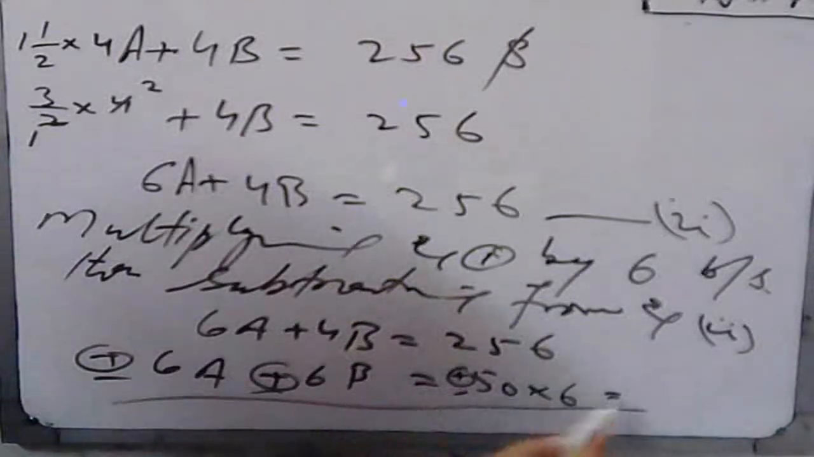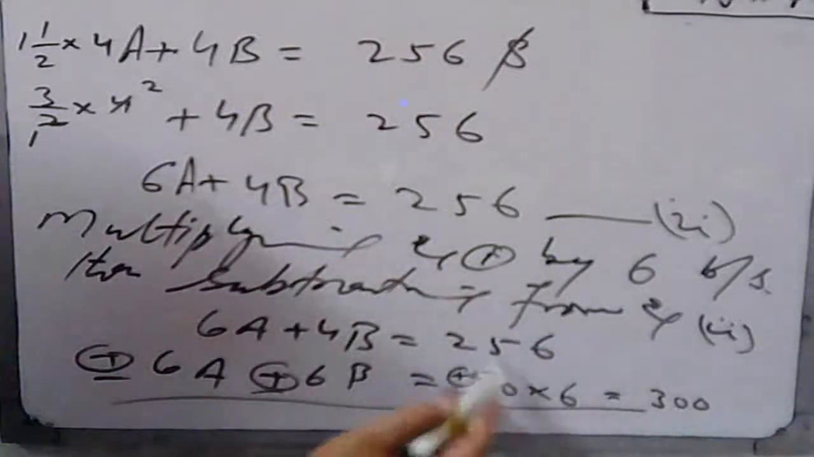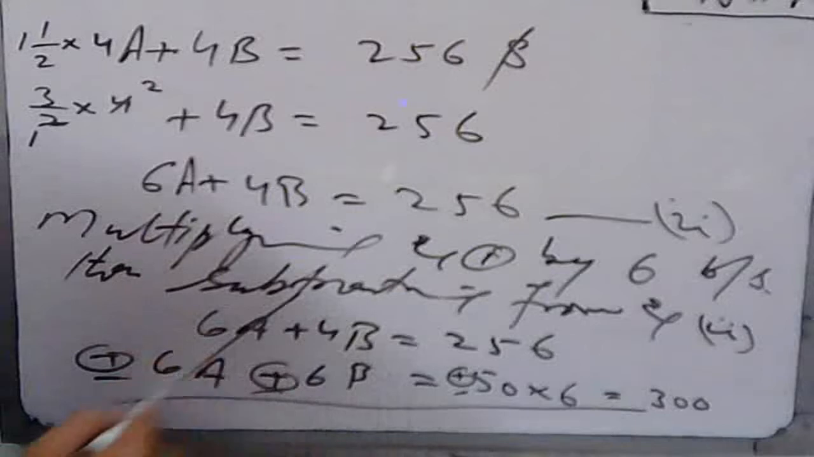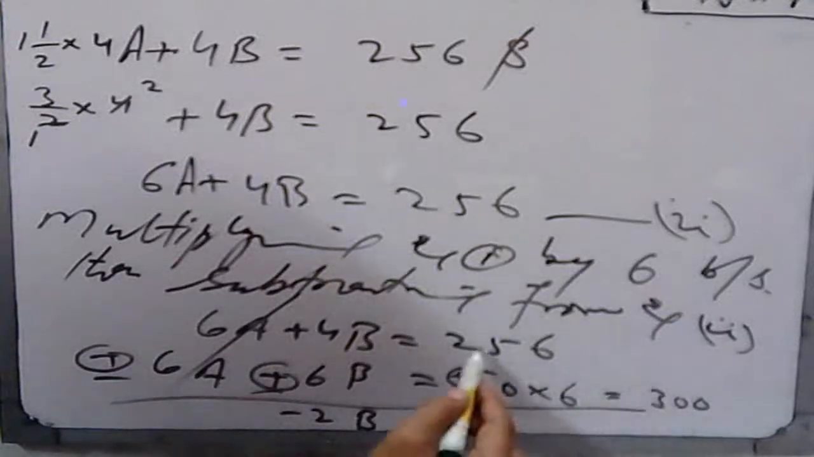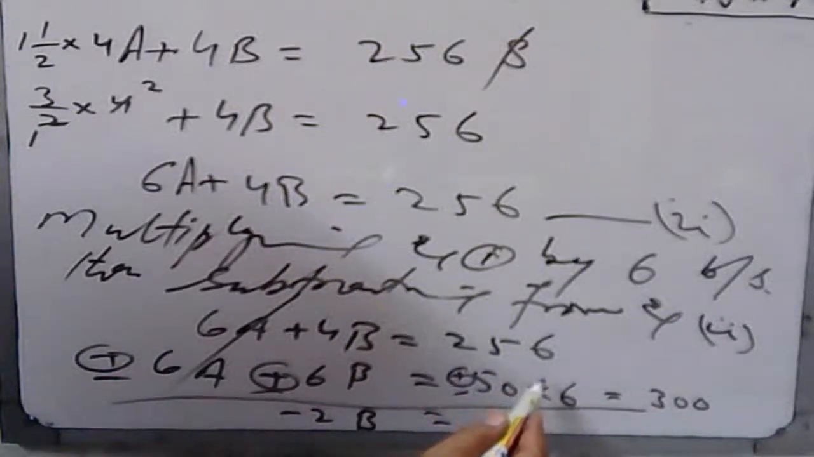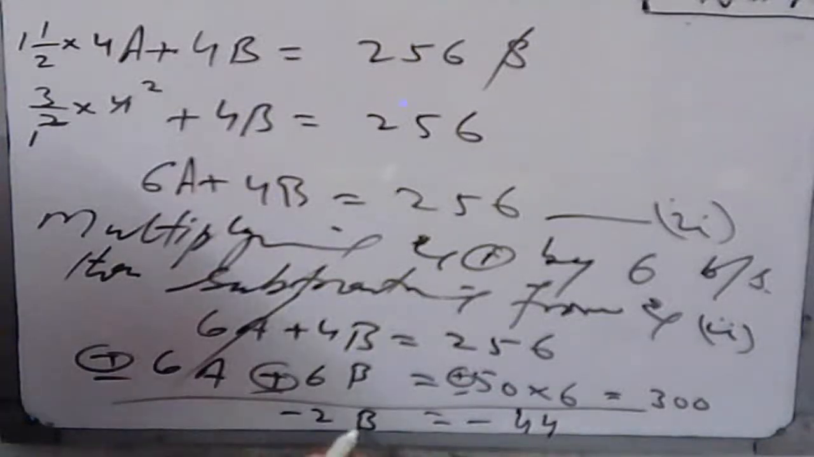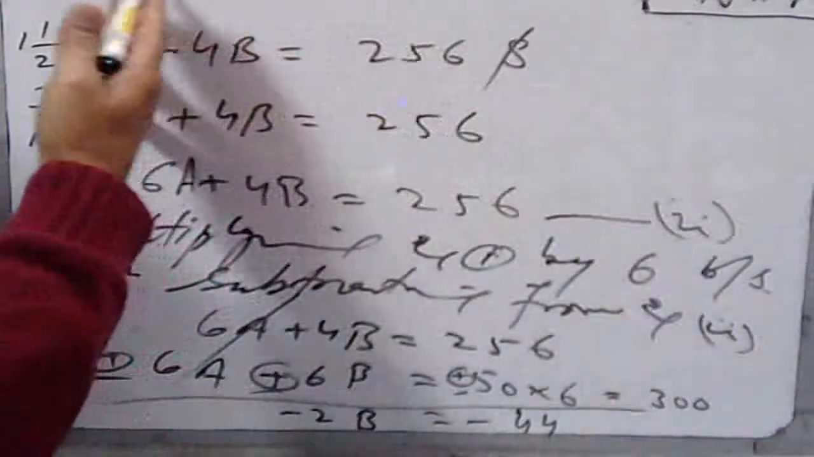That is your 300. After the sign change, A will be cancelled, and you get minus 2B equals 300 minus 256, which is minus 44. Now we have to find the value of B, then put it in equation number 1 and find the value of A also. That is the methodology of the question.